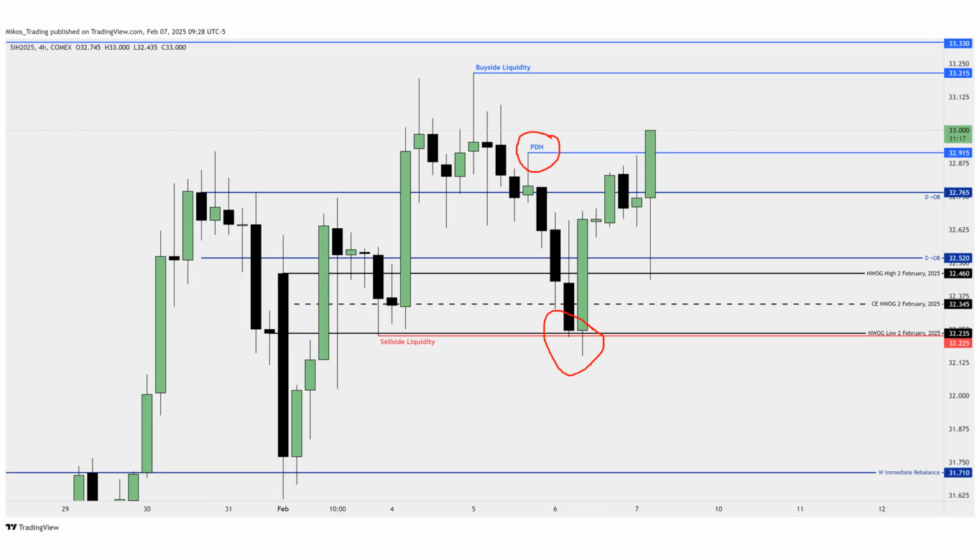This is the 4-hour chart. We can see how price took out Tuesday's low. Smart money accumulated longs there and they look to distribute their longs above previous day's highs.